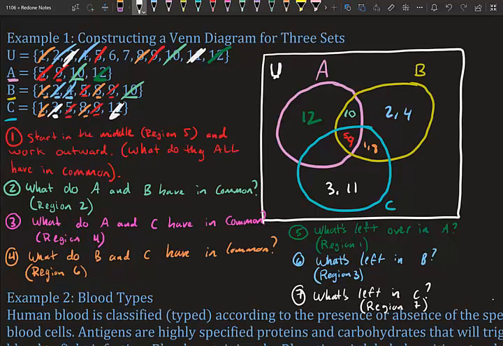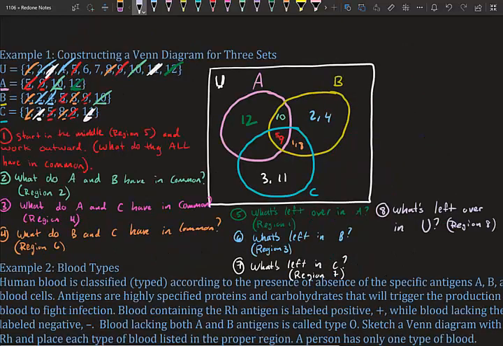Now, our last step, because there's 8 regions, so there's going to be 8 steps. We have to go through each region as we go along. All right, our last step, our last region, region 8, we're going to ask ourselves what's left over in U. So if we look at our universal set, what we have left over is 6 and 7. So we put them on the outside in the box.